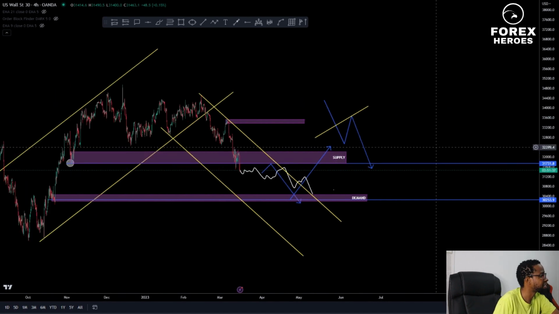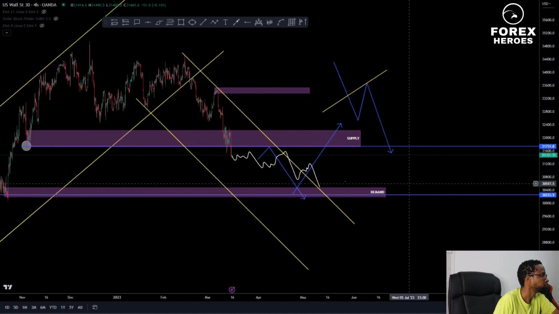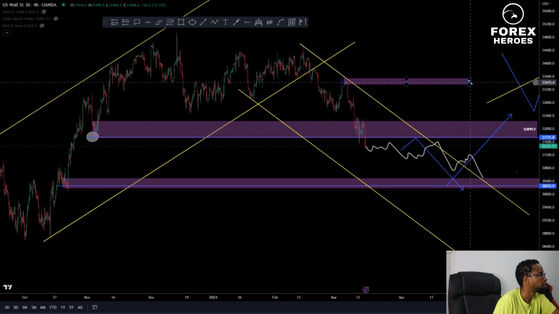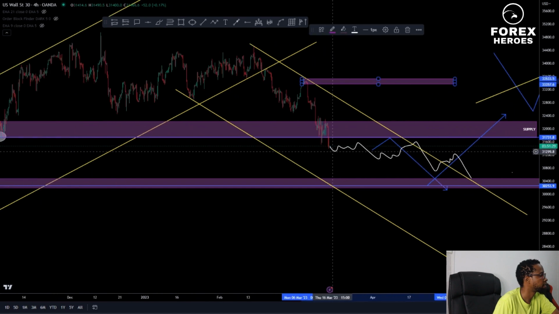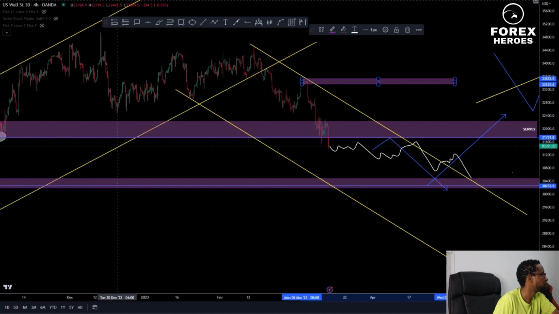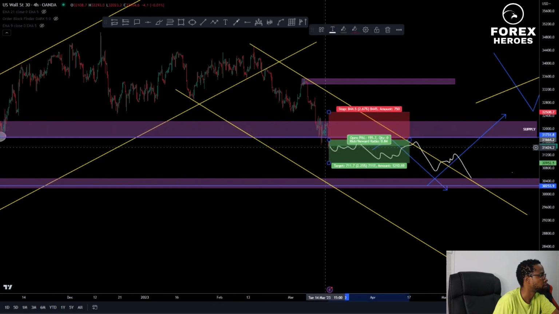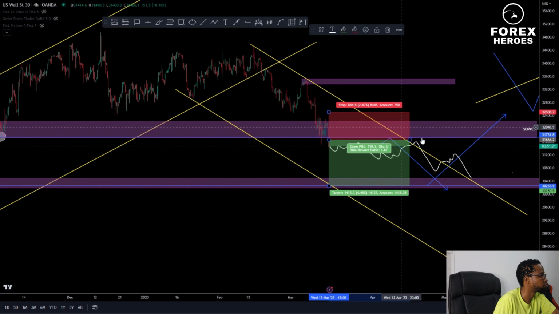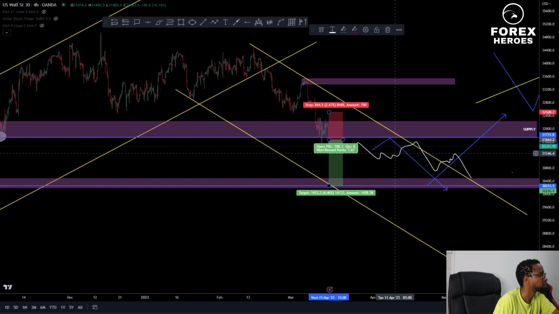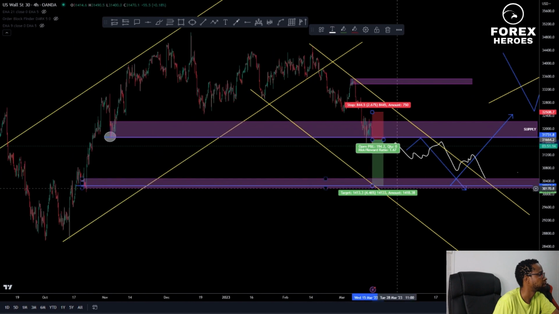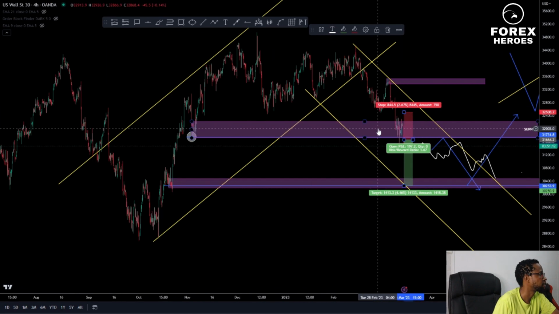But looking at what is currently happening, I'm looking at the market here. If I sell, my stop loss will be above here, and my take profit will be here. That shows me that I know where I'm going, and I'm anticipating the market to push further to the downside.